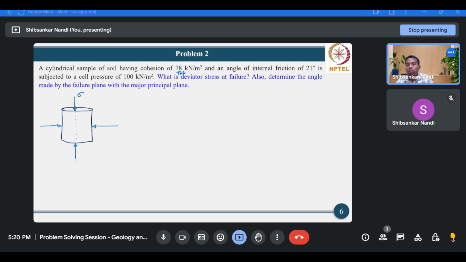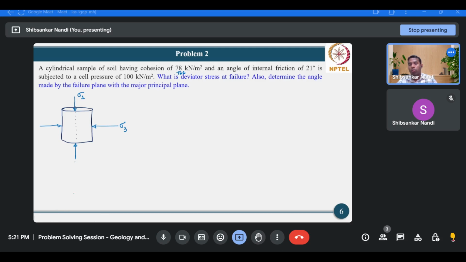So this is your sigma 1, and this is your sigma 2, sigma 3. Why? Because these planes are free from any shear stress. So whatever normal stresses act on this plane will be purely major principal stresses. Depending on the magnitude of the stresses, the vertical or axial stress will be the major principal stress and the radial stress would be the minor principal stress. So this is from the basic mechanics.